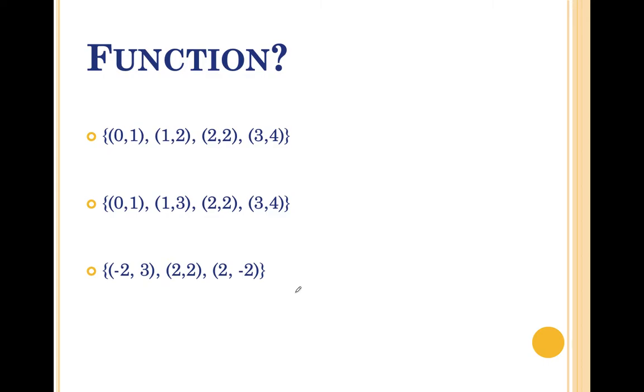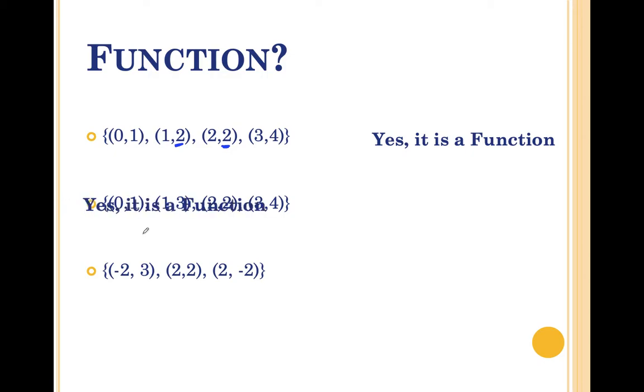So let's look at these three sets of ordered pairs. These are three relations. Which one of these shows a function? Or which of these show a function? There can be more than one. So the first one is a function because all of the x values are different: 0, 1, 2, and 3. It does not matter that we have two of the same y values. That's okay. What we can't have is two of the same x values.